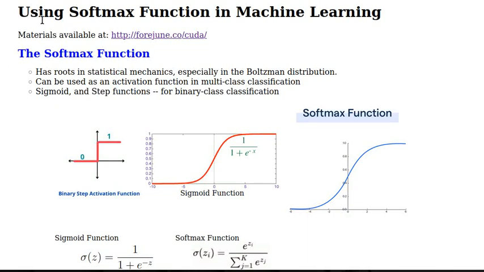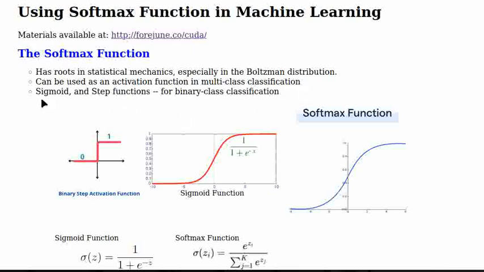In this video, we discuss the Softmax function, which can be used in machine learning. The Softmax function has roots in statistical mechanics or statistical physics, especially in the Boltzmann distribution. It turns out that it can also be used as an activation function in multi-class classification in machine learning.